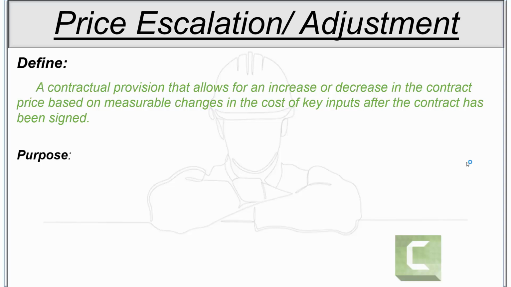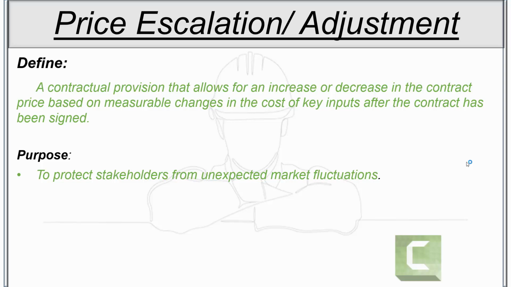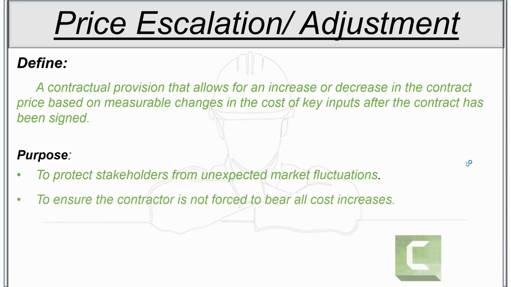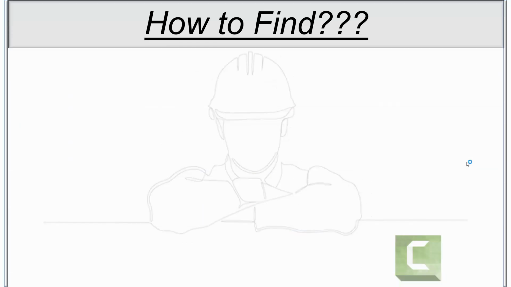And what is the purpose of price escalation? To protect stakeholders, both the client and contractor, from market fluctuation, to ensure that the contractor is not forced to bear all the cost increases due to market fluctuation, and to maintain fairness and sustainability over time. Now, how to find price escalation?